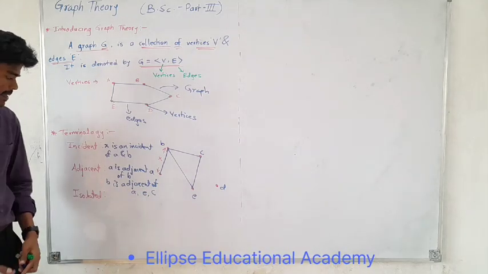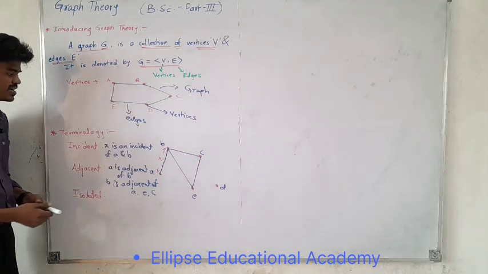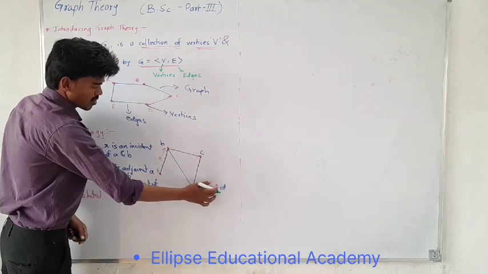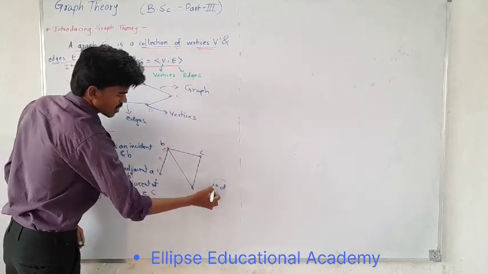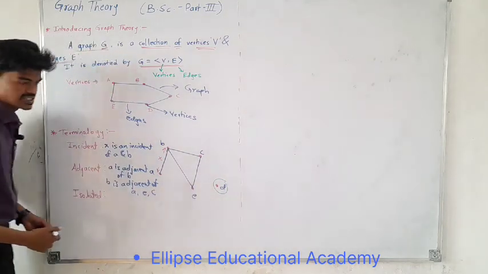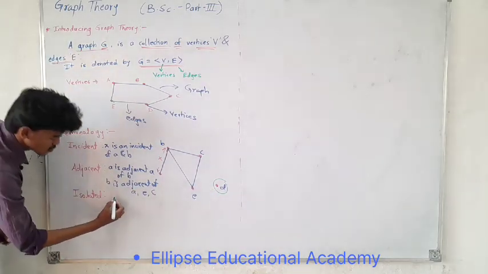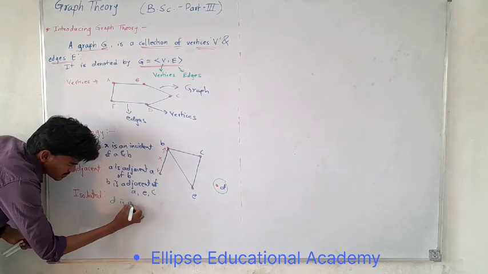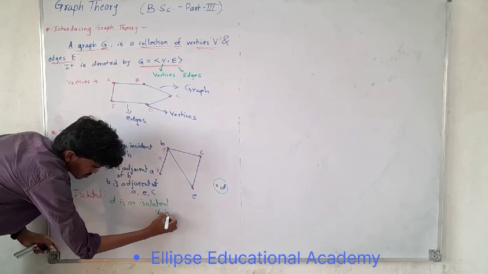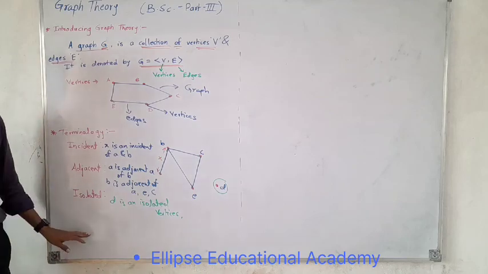So B is directly connected with all these vertices, so we can say B is adjacent of A, E, C. And the last point is isolated. Isolated means independent. Here there are 5 vertices: 1, 2, 3, 4 and 5. Among these 5, this one is isolated, independent, not connected with any other vertex. That vertex we call an isolated vertex. So we define D as an isolated vertex. These are the terminology of a graph.